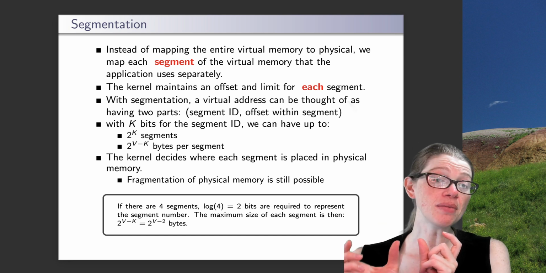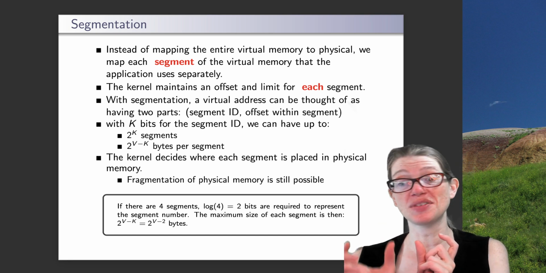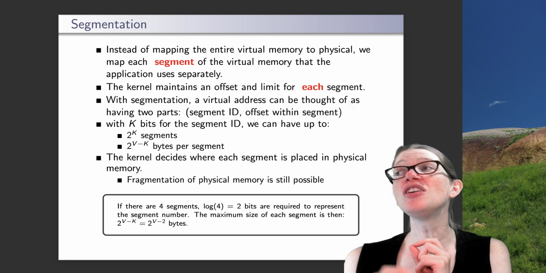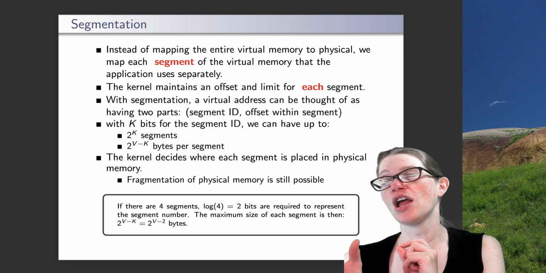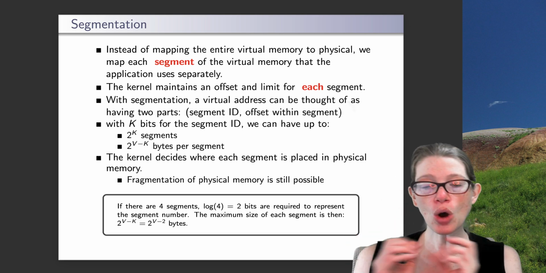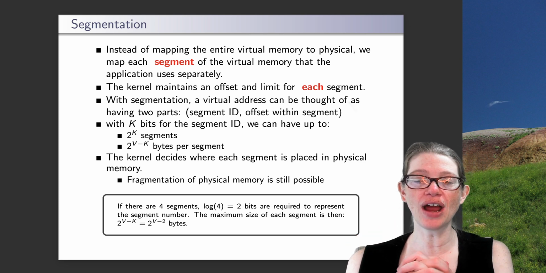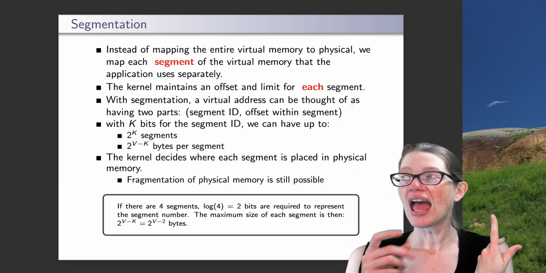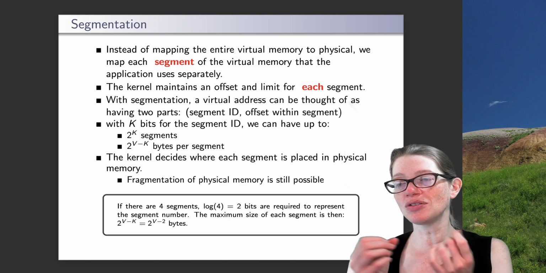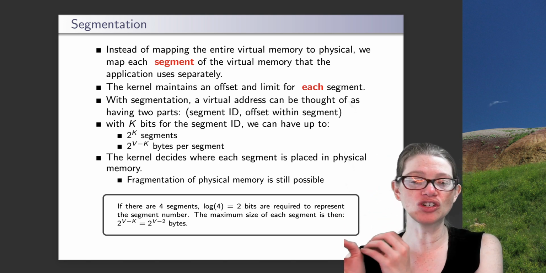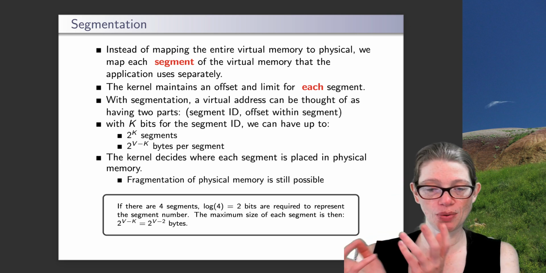So the number of segments is actually going to restrict the maximum size of the segment, because if you need 2 bits for the segment number, then you only have 30 bits for the actual segment address. And then what's going to happen here is your MMU is going to extract the bits for the segment number, and then it's going to use the segment number to decide which of the relocation and limits it needs to use to perform the translation.